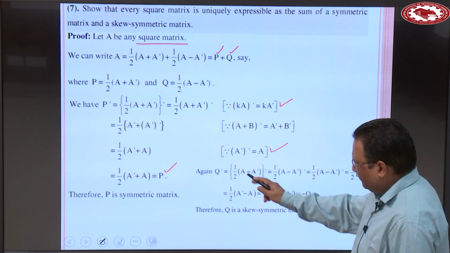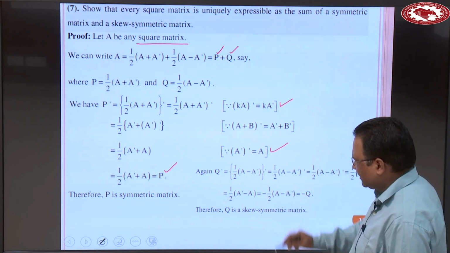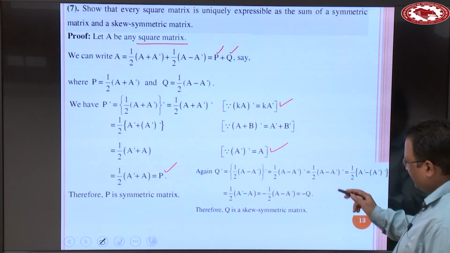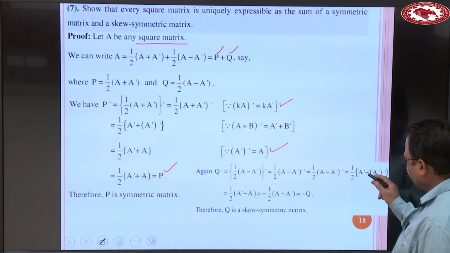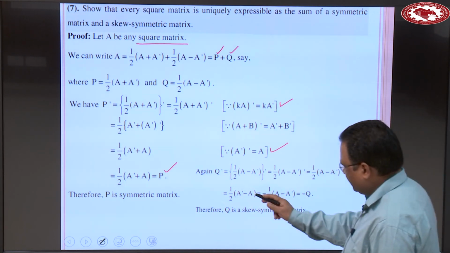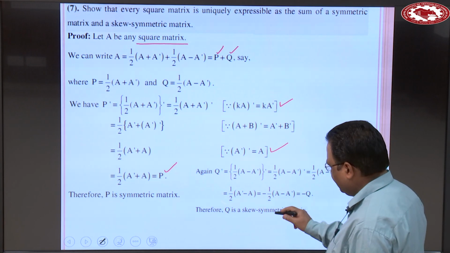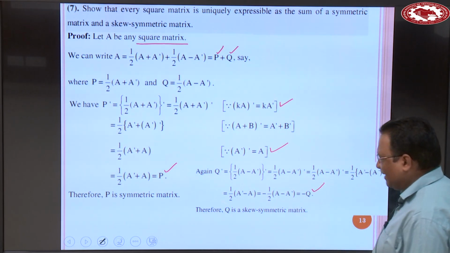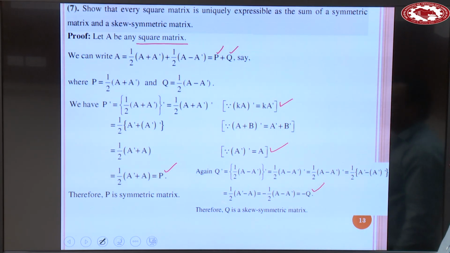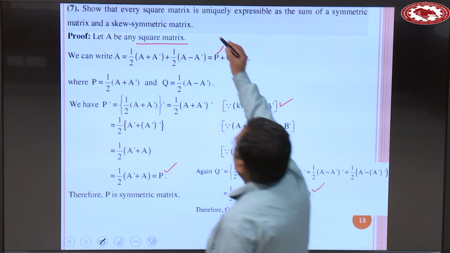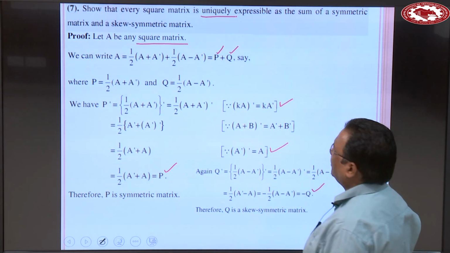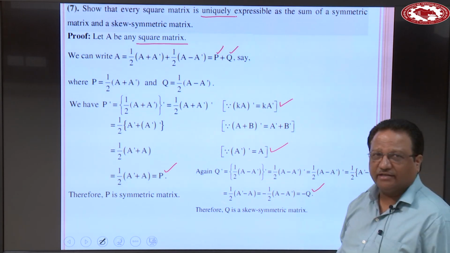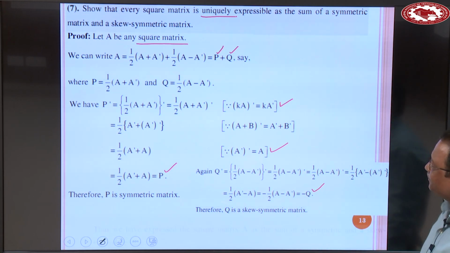Again Q dash, 1 by 2 (A minus A dash) and outside this transpose. This means 1 by 2 (A dash minus A dash dash). This implies 1 by 2 (A dash minus A), which is 1 by 2 minus (A minus A dash), which is equal to minus Q. So, Q dash is equal to minus Q. Therefore, Q is a skew symmetric matrix. So, every square matrix is uniquely expressible as the sum of a symmetric matrix and a skew symmetric matrix. So, in this way you can prove this important property.